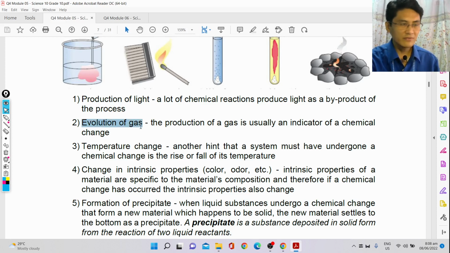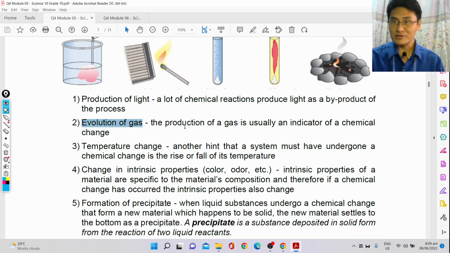Second is evolution of gas. So the production of gas is also another indicator of a chemical change. So for example, if you have milk or maybe any food with liquid in it, if it spoils, meaning bacteria has taken action into the food and it's now spoiled, it produces certain gases.